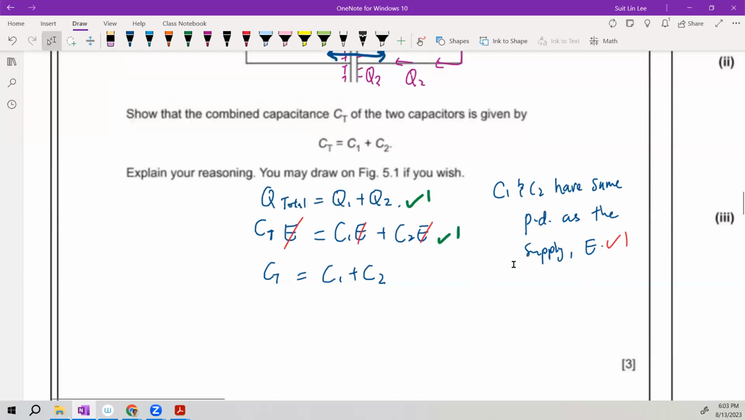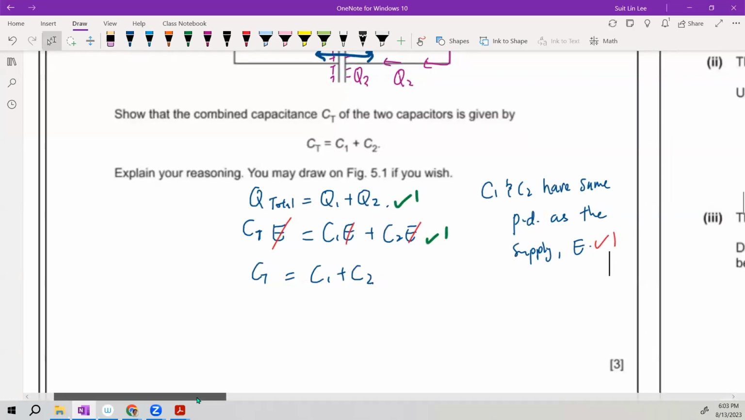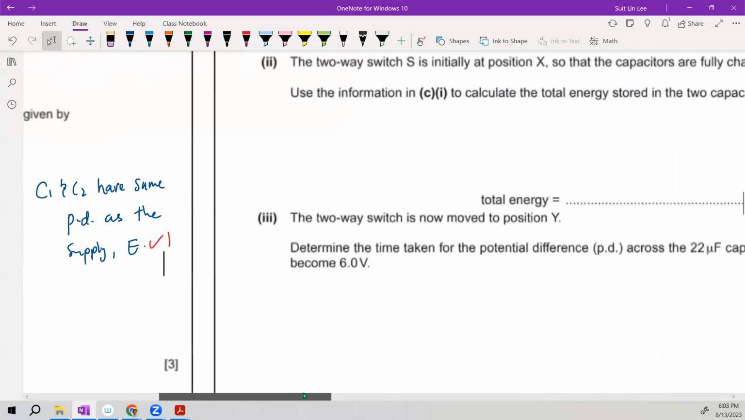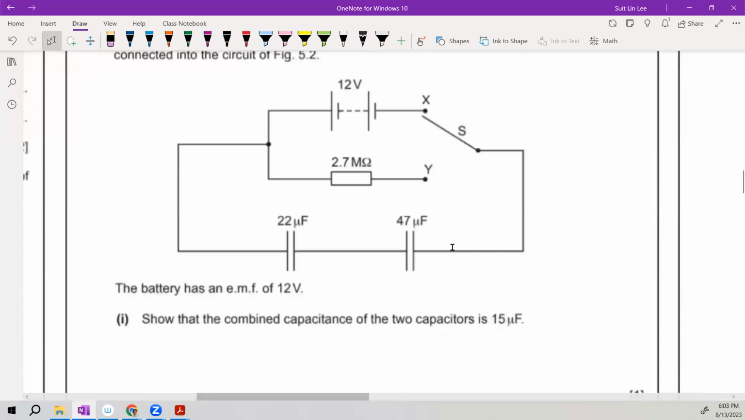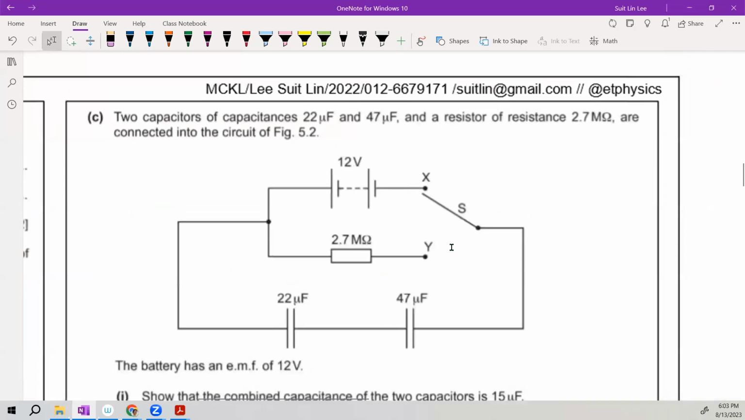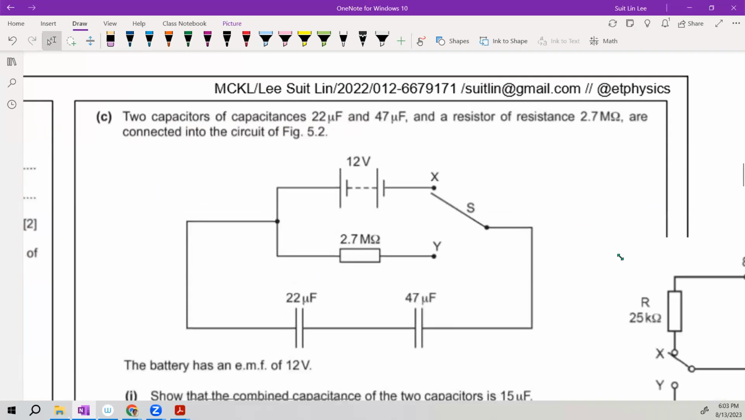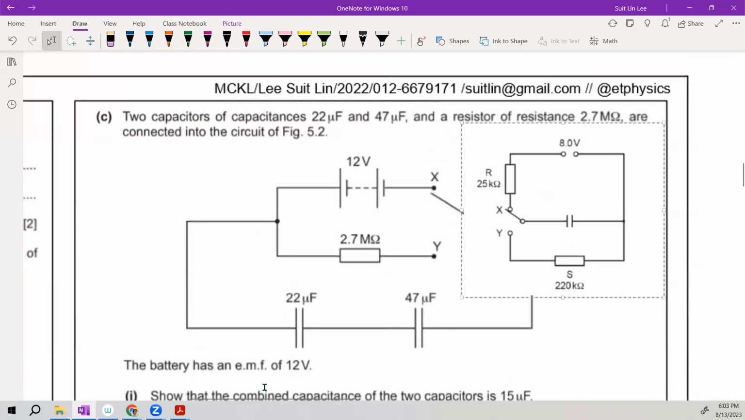Parallel connection. Same potential difference as the supply. Okay. Moving on. I guess that's the easy one. Here is where it gets a bit weird, but it's pretty similar to the previous one, if you think about it. Do I still? Yes, I have. Very good. Okay. Let's compare them.